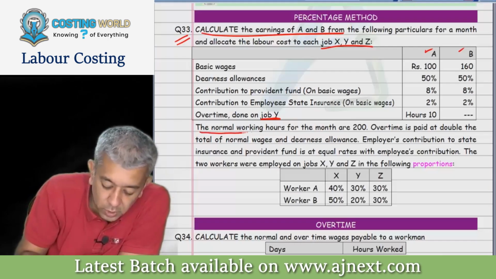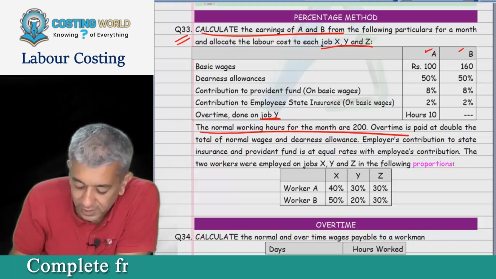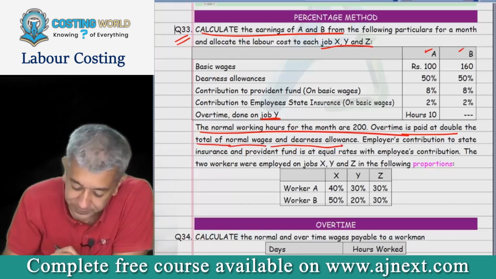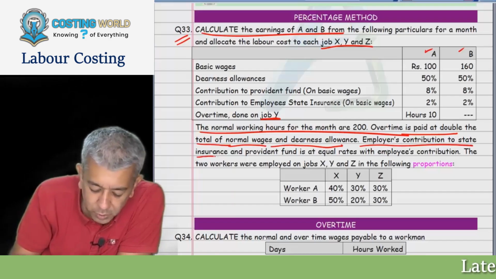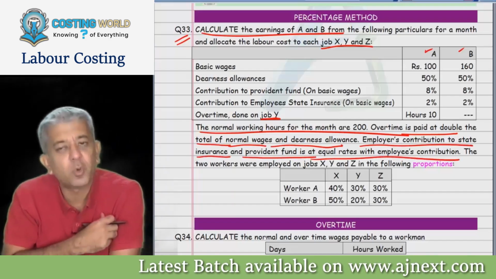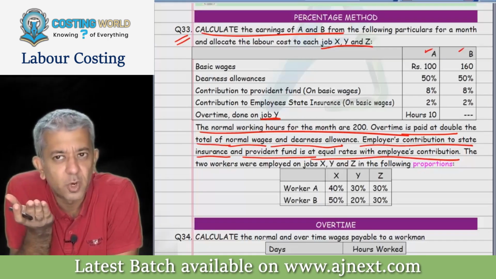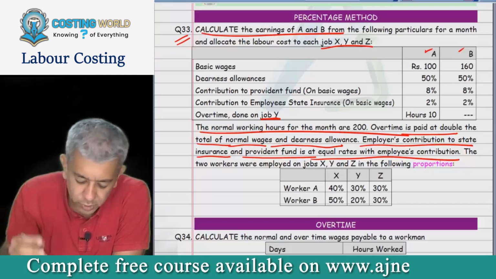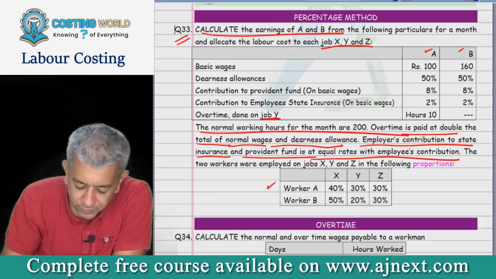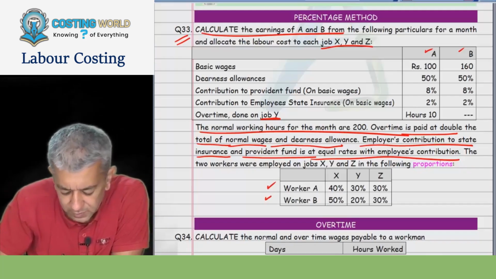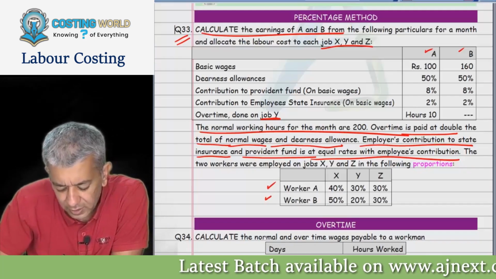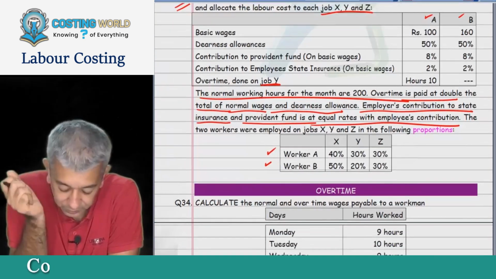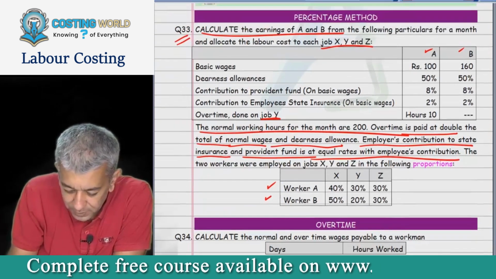The normal working hours are 200 in a month. Overtime is paid at double the total of normal wages, meaning basic wages and dearness allowance. Employers' contribution to ESI and PF are at equal rates with employees' contribution. Even if they don't tell us, we already know that. The two workers were employed on jobs X, Y and Z in the following proportion: worker A 40%, 30%, 30%, worker B 50%, 20% and 30%. So they have given you the percentages now.